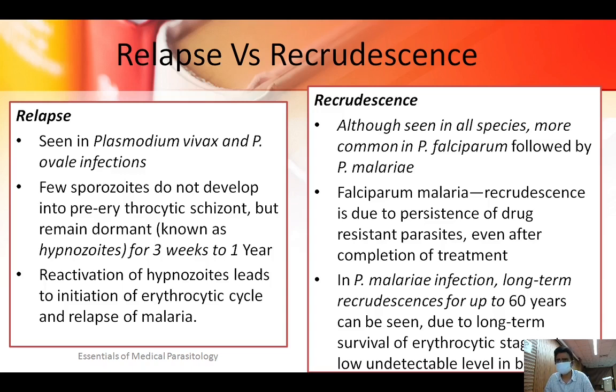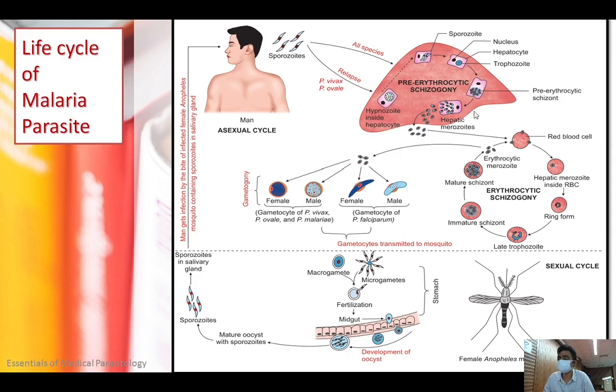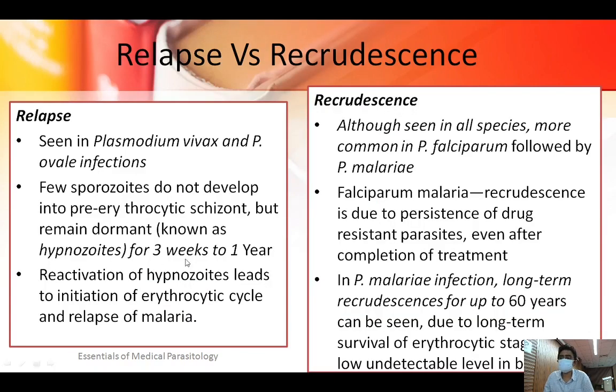As I told you in the previous slide, pre-erythrocytic schizogony occurs in the humans. Once the sporozoites enter the liver, they enter the hepatocytes and start developing, and schizogony occurs and forms hepatic merozoites. Now, some of these in the hepatocytes, instead of multiplying, will remain dormant for a long period, from 3 weeks to 1 year.